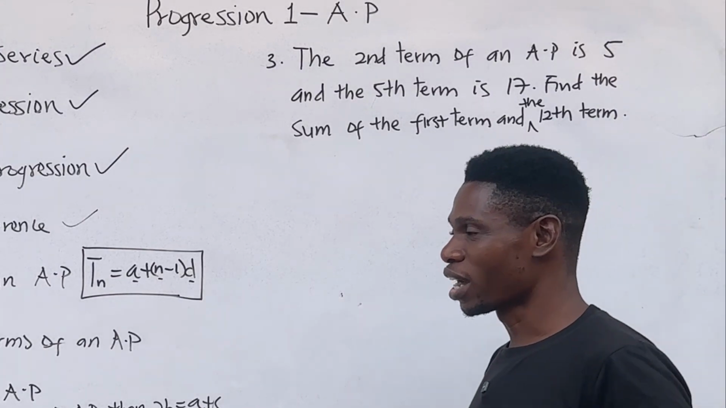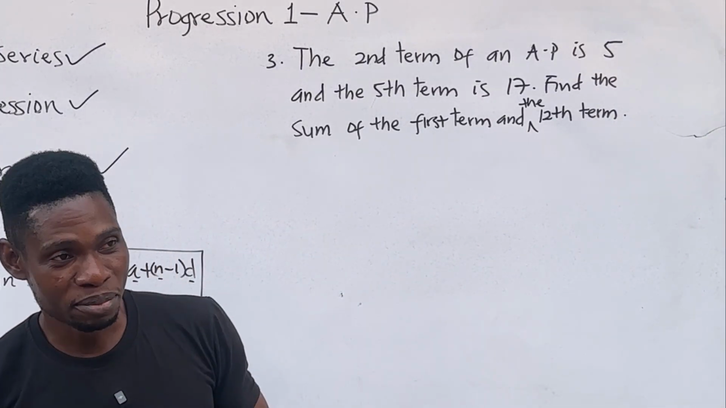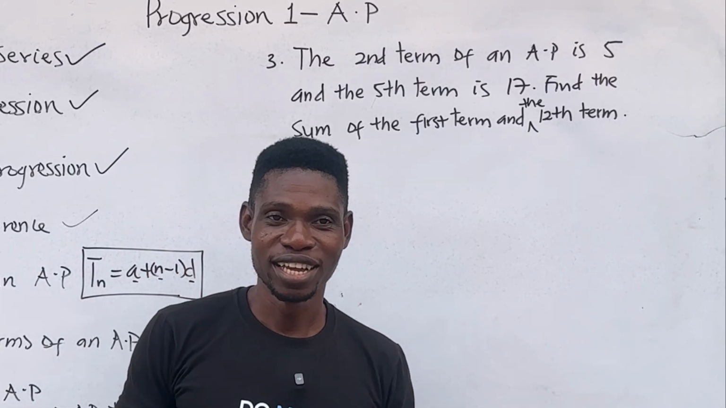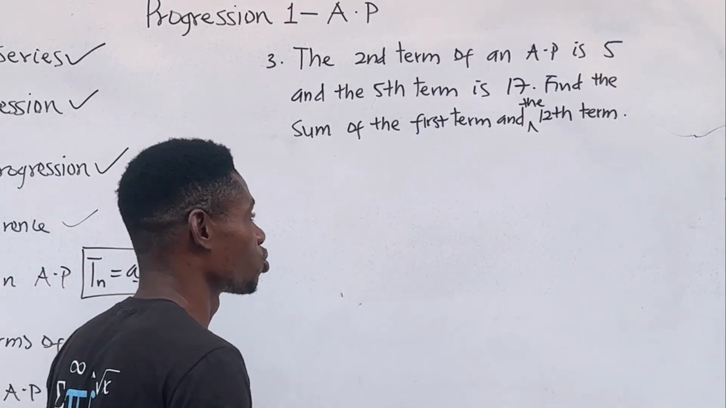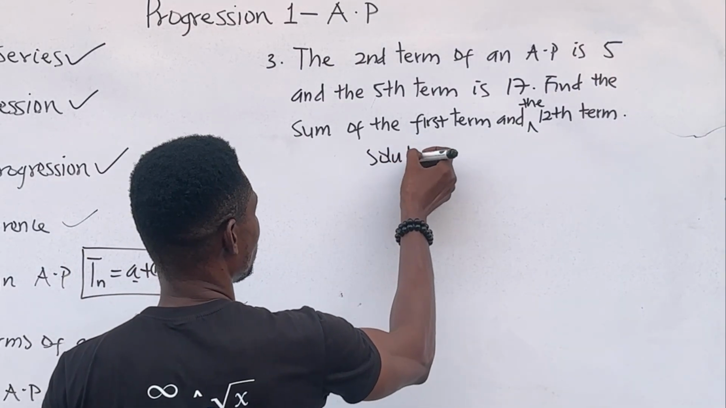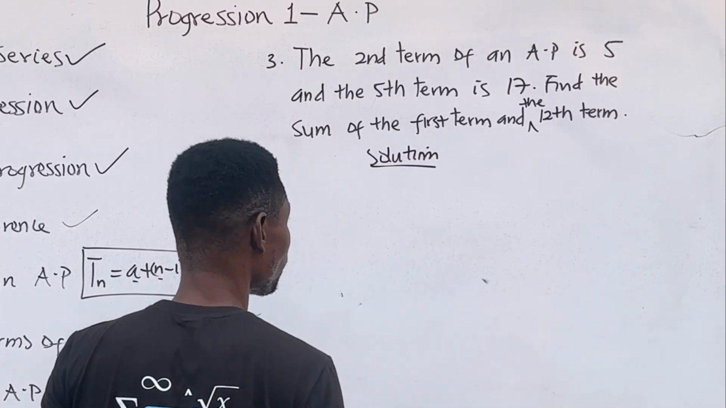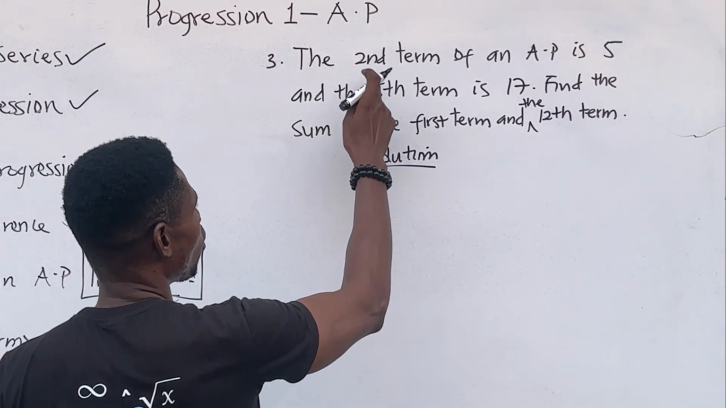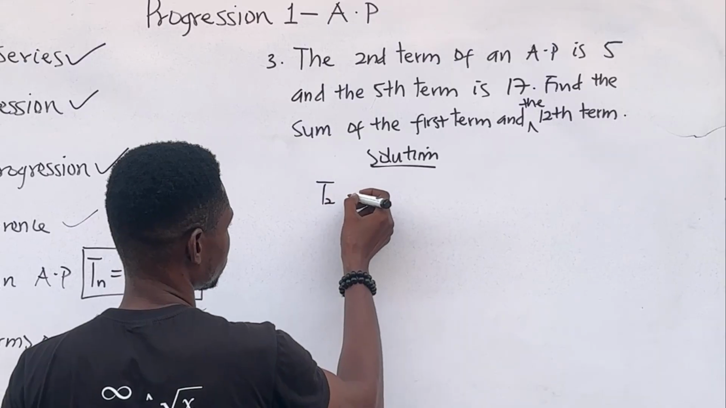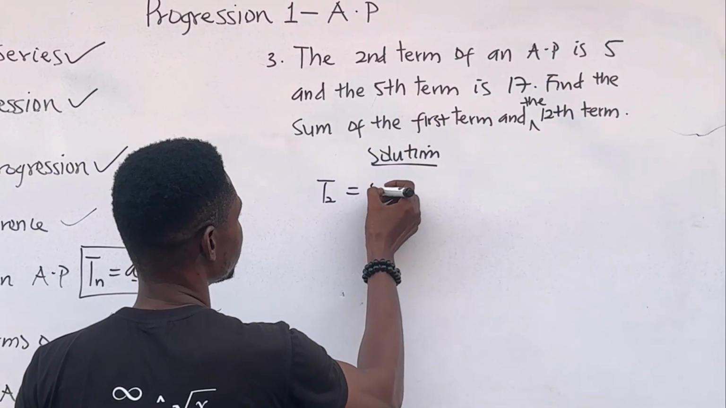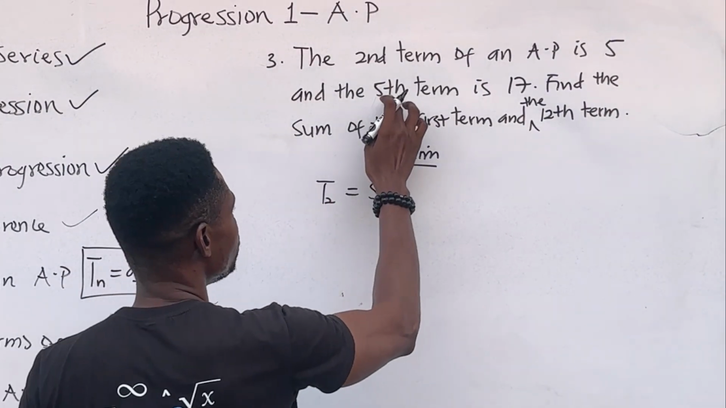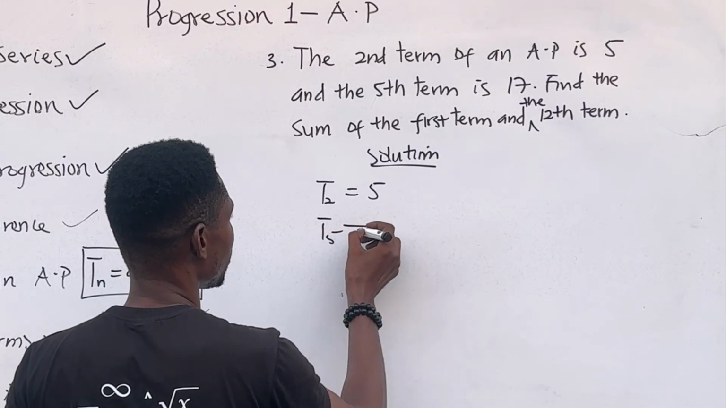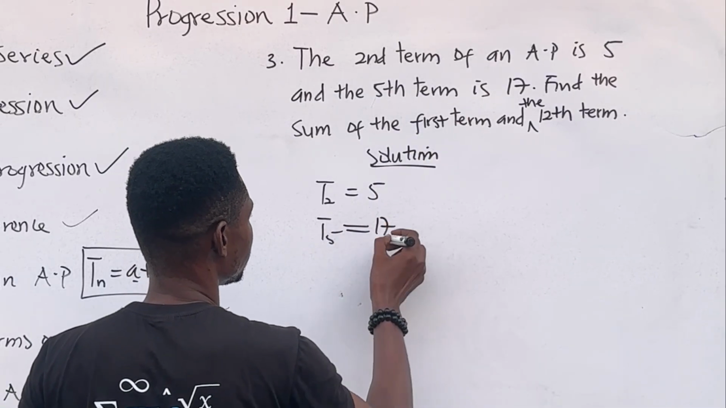Now look at this case. We are not given the first term. We are not given the common difference. So what do we do? Let's start with what we have. First, they gave us the second term, which is T2, and the answer is 5. They also gave us the fifth term, which is T5, and the answer is 17.